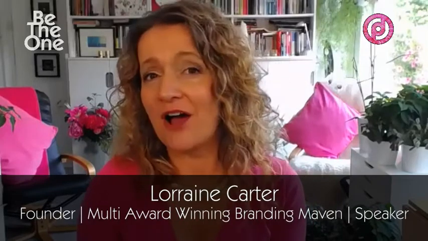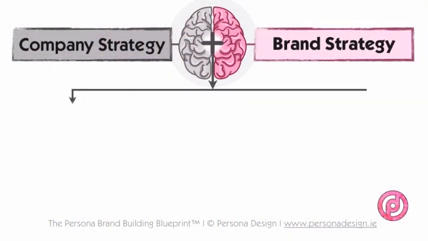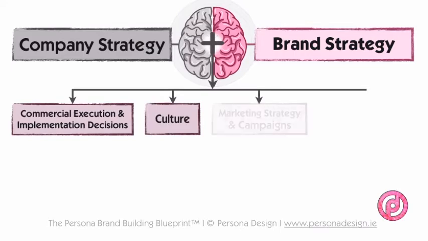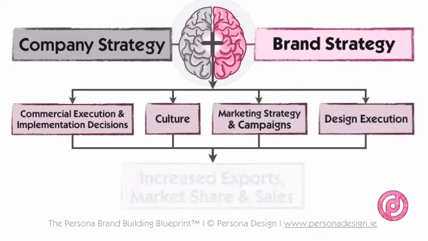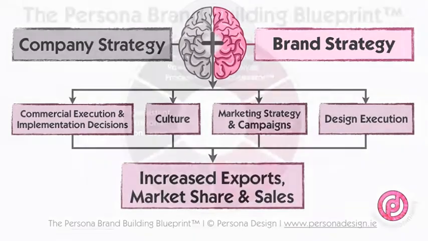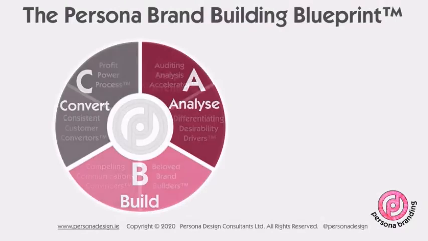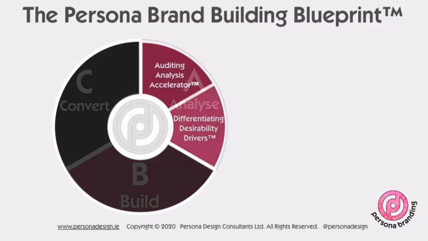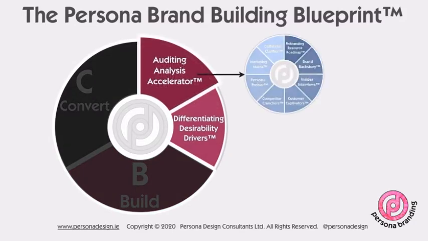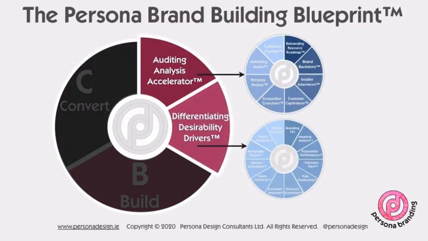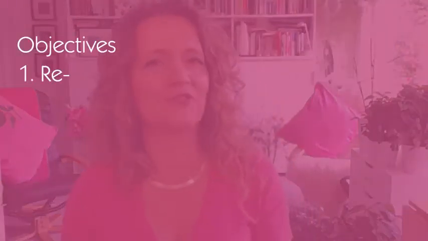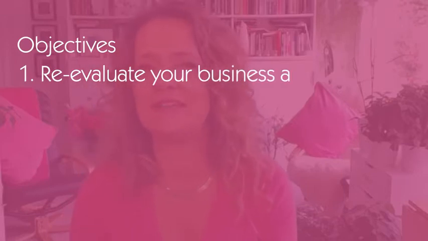If this describes your business, then you're the person for whom the Persona Lean Brand Audit has been specifically built. The Persona Brand Audit process has been developed as part of the Persona Brand Building Blueprint to evaluate a business's strengths, weaknesses, and opportunities for innovation and growth, so you can make much more informed choices. The objectives of the Persona Lean Brand Audit are to reevaluate your business and brand through the structure of the Persona Lean Brand Audit system.